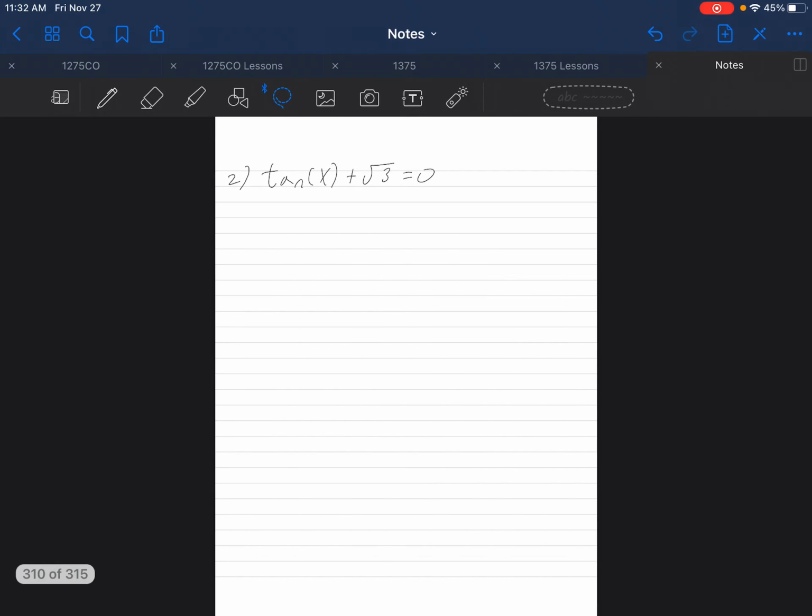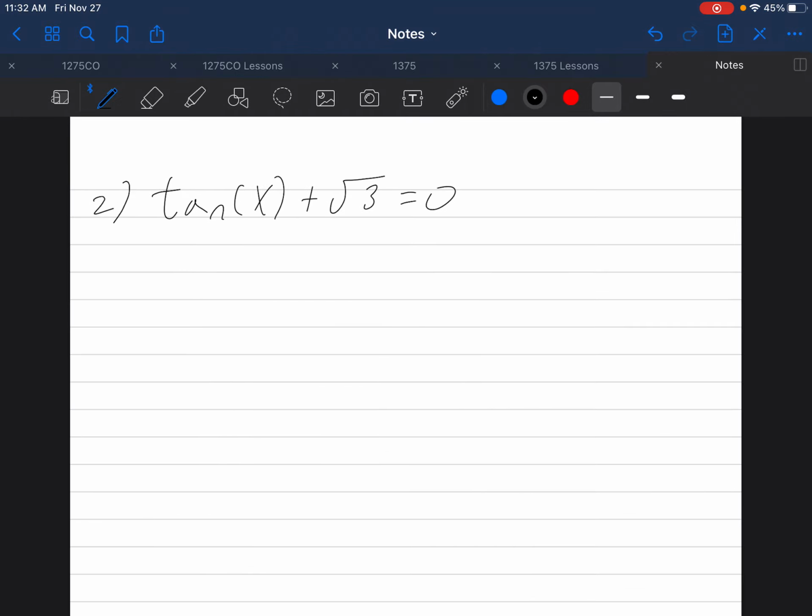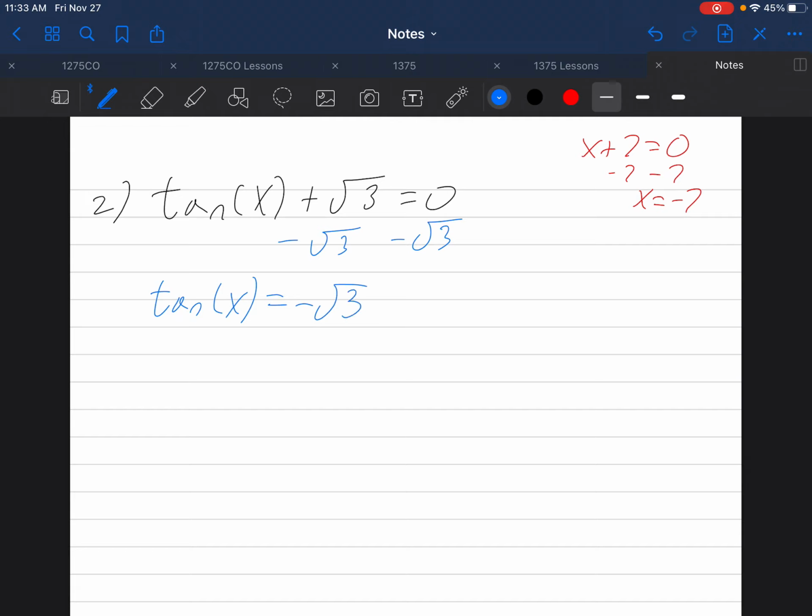Let's look at another one. Number 2, it says tangent x plus radical 3 equals 0, right? Looks a little hairy because there's a radical 3, but in reality, once again, this is the same principle as solving x plus 7 is equal to 0 in an algebraic sense, right? We subtract 7 from both sides, x is equal to negative 7. So if we were to solve this, we're going to subtract this constant value of radical 3 and then end up with tangent of x equals negative radical 3.